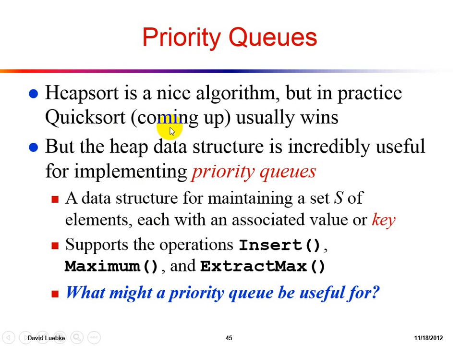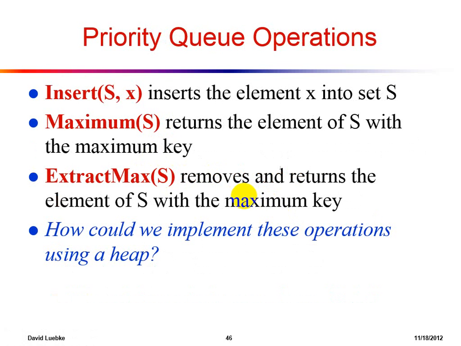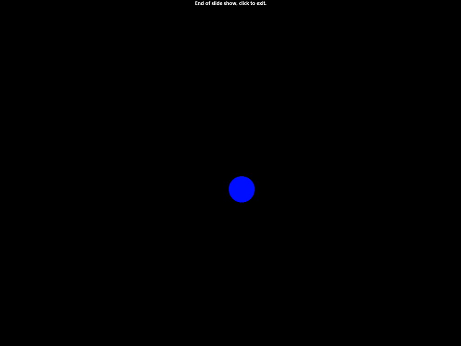We have already looked at quicksort, but heaps are important for priority queues. What that means is, I think we'll go to the professor's example and take a look at a place where this is really very valuable, with things like insert, maximum, and extract maximum.